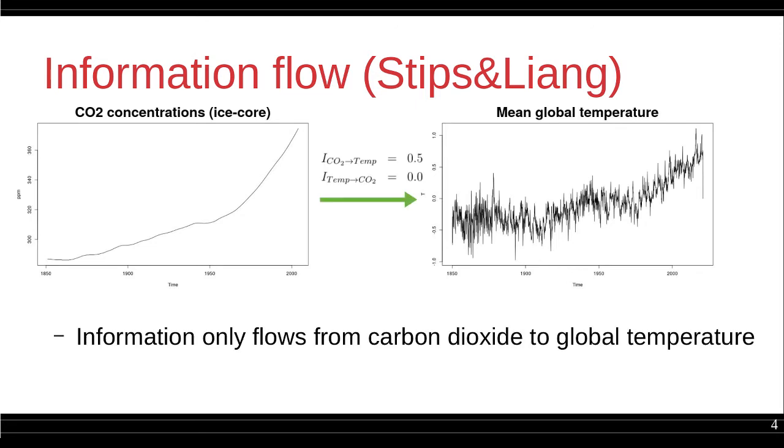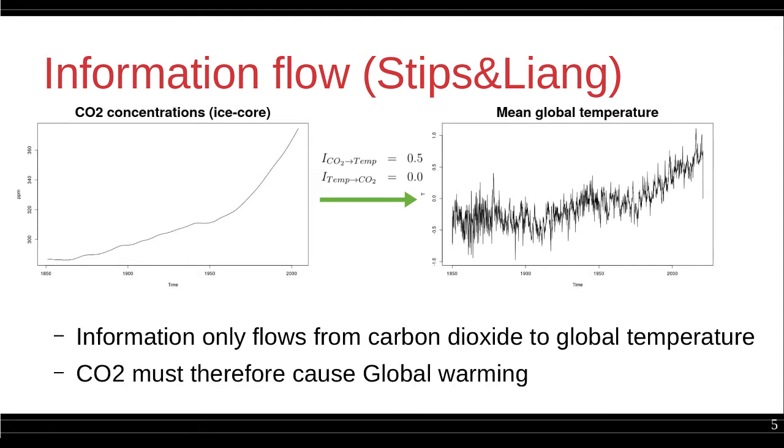So, Liang estimates that information is flowing from the carbon dioxide dataset to the global temperature. No information flows the other way. So, since information only flows from carbon dioxide to global temperature, the carbon dioxide must cause global warming.